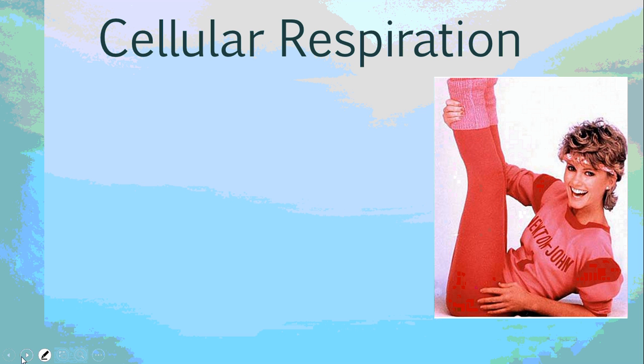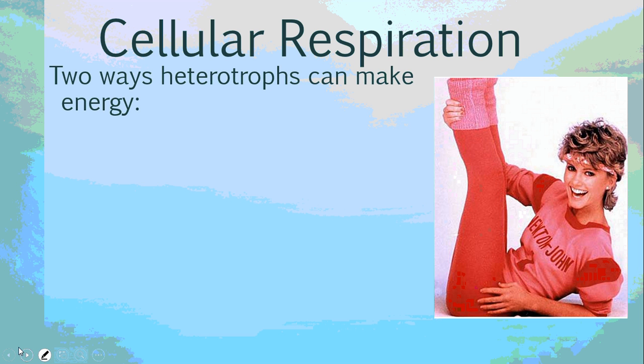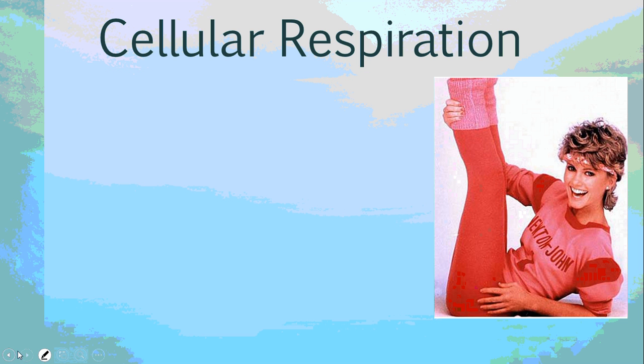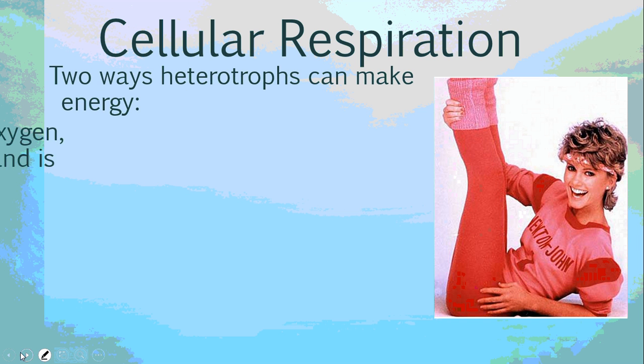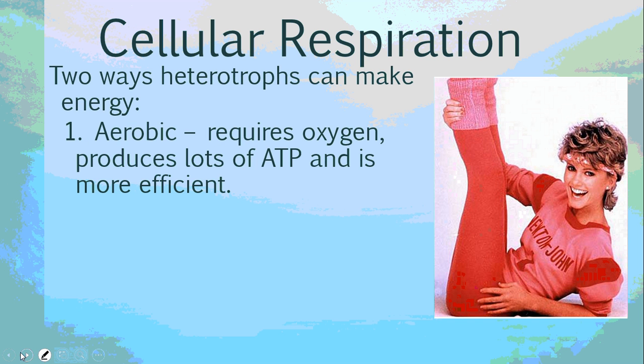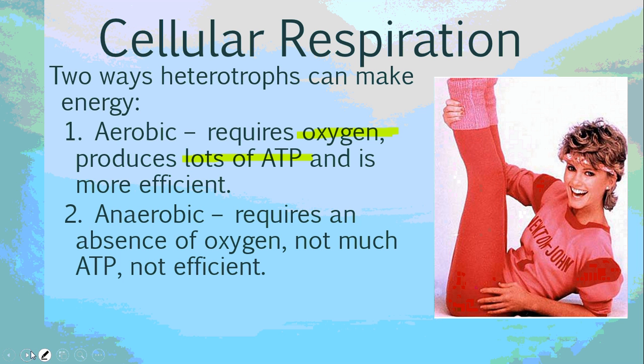So cellular respiration occurs in 2 ways. This is something that all heterotrophs do, as well as autotrophs. They make their sugar and then break it down during cellular respiration. There are 2 ways. The first way is aerobic, the one we just discussed, and that requires oxygen. This makes a lot more ATP and is much more efficient than the second type, which is anaerobic respiration. This is in the absence of oxygen, so no oxygen is needed, but it doesn't make much ATP, so it's not very efficient at all.